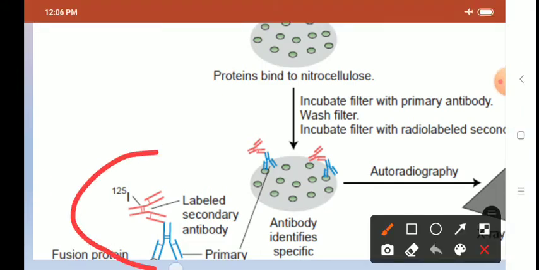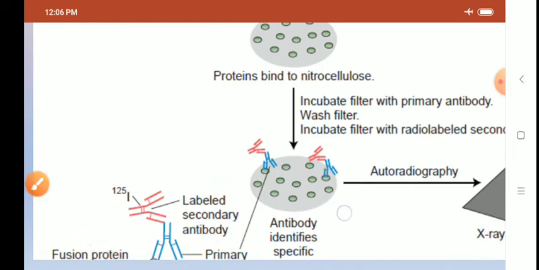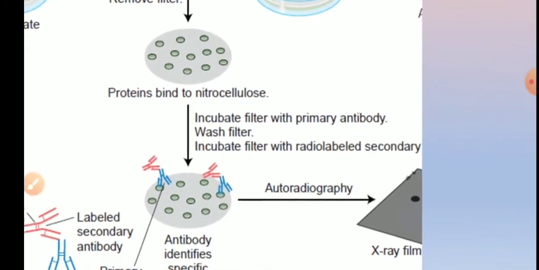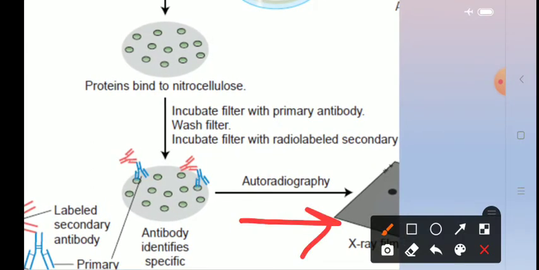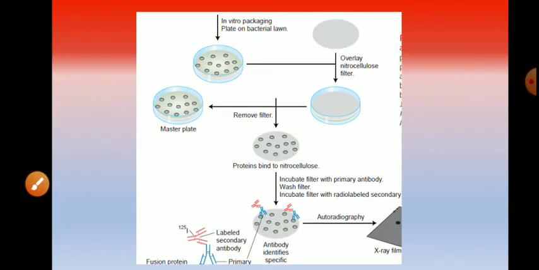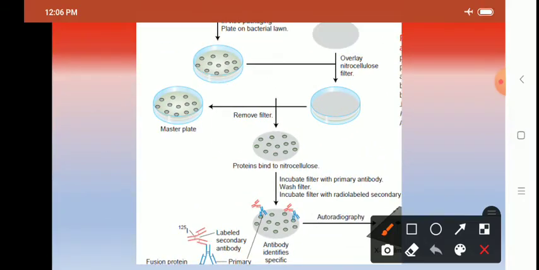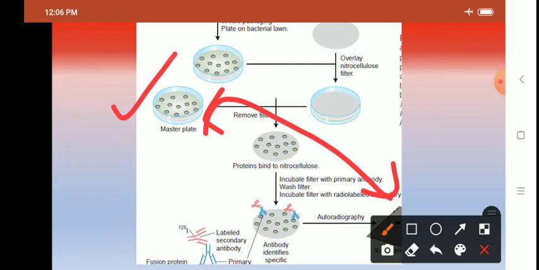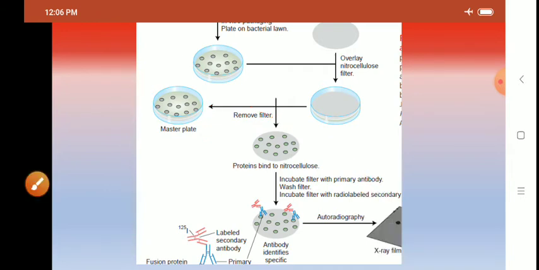So you can see here. Now because it is radio labeled, autoradiography of this membrane is done. And you can see a dark colored spot of the colony that has the recombinant DNA inside it. Now this X-ray image is compared with the master plate. The colony from the master plate is selected and used for further use, or for further production of the antigenic protein.